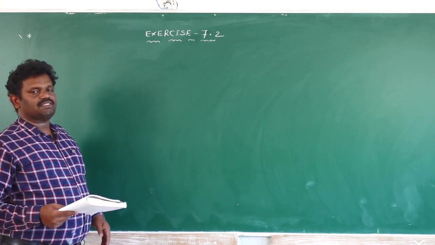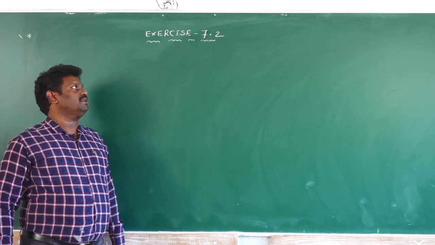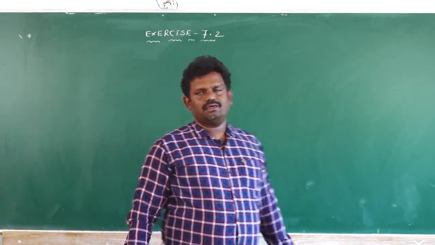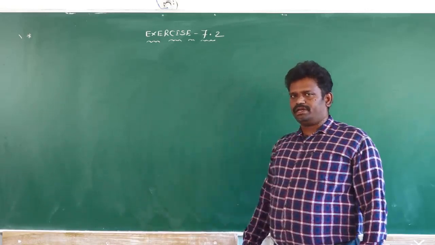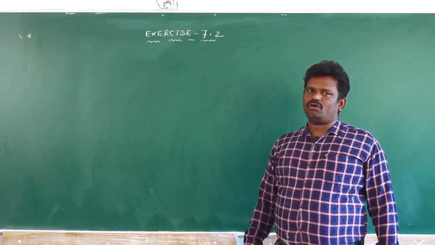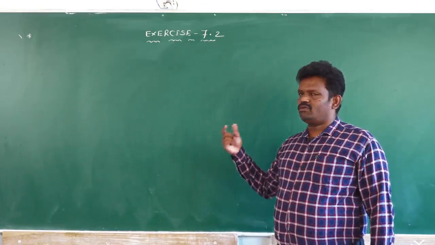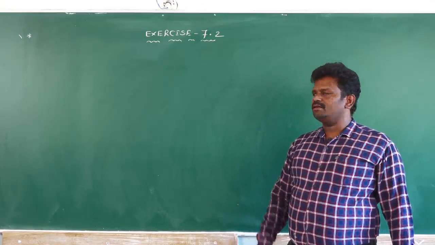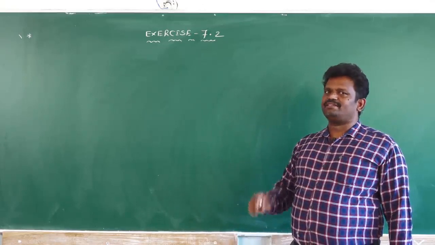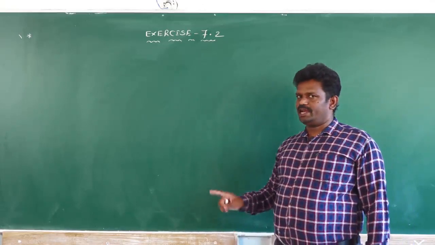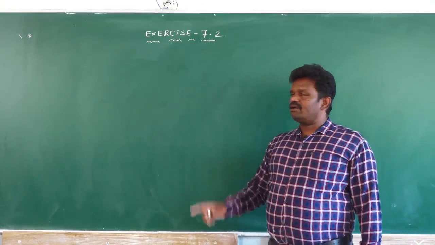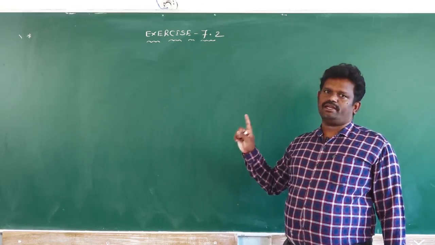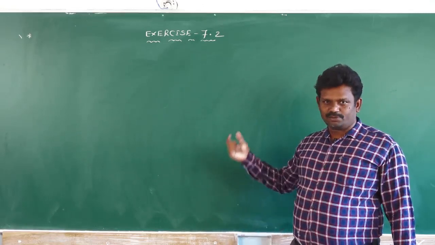Right. So last class we discussed the substitution method, integration by substitution, and I explained some standard results. Integral of tan x dx is equal to log of secant x plus c, and integral of cot x dx is equal to log of sin x plus c, and integral of secant x dx is equal to log of secant x plus tan x plus c, and integral of cosecant x dx is equal to log of cosecant x minus cot x plus c, and some examples I also explained last class.